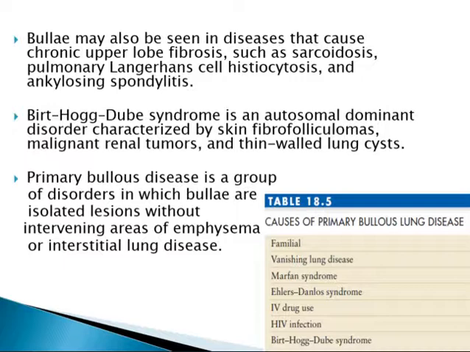Primary bullous disease is a group of disorders in which the bullae are isolated lesions without intervening areas of emphysematous or interstitial lung disease. Causes may be familial, vanishing lung disease, Marfan syndrome, Ehlers-Danlos, HIV, and Birt-Hogg-Dubé syndrome.